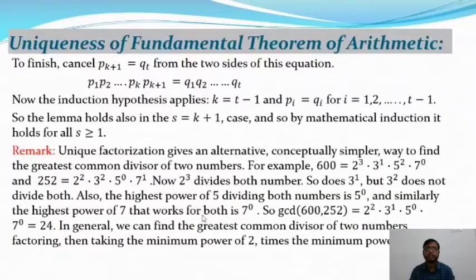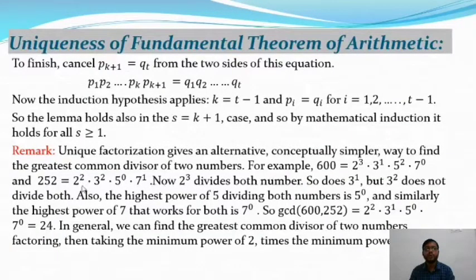So here is an example of the above theorem. Unique factorization gives an alternative and conceptually simpler way to find the greatest common divisor of two numbers. For example, 600 can be written as the product of primes: 2 to the power 3 into 3 to the power 1 into 5 to the power 2 into 7 to the power 0. And 252 can be written as 2 to the power 2 into 3 to the power 2 into 5 to the power 0 into 7 to the power 1.